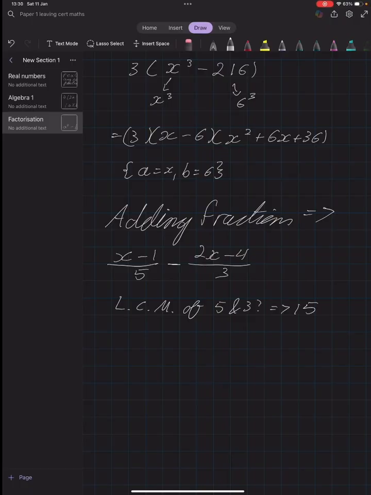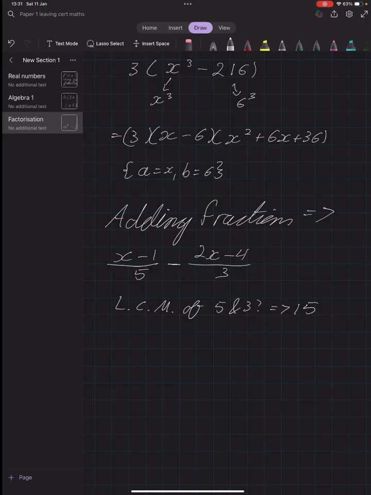The answer is 15. 5 multiplied by 3 is 15. So the lowest common multiple of 5 and 3 is 15. Now, this always works when you just multiply them together. 5 times 3 is 15.